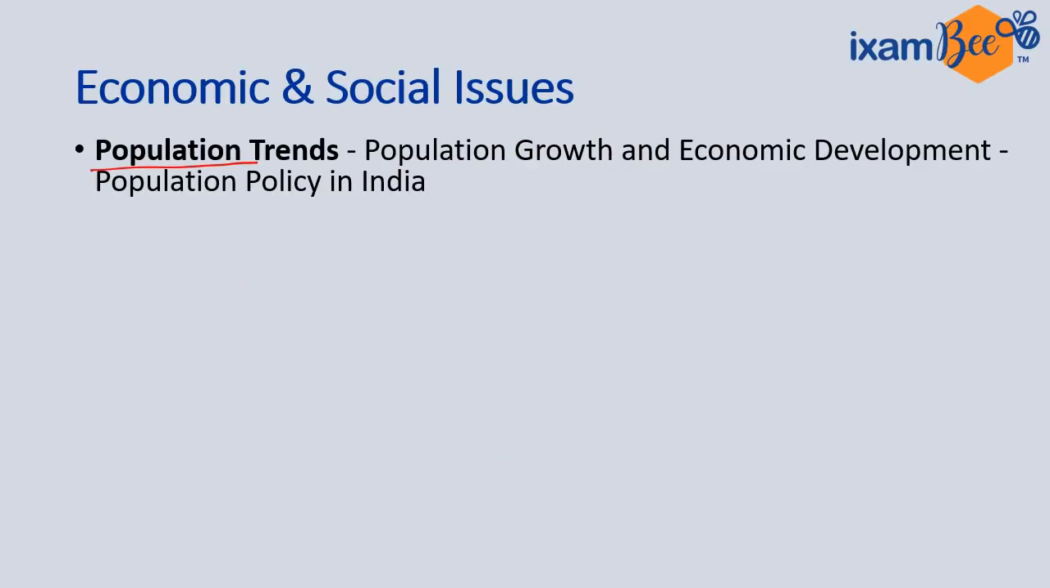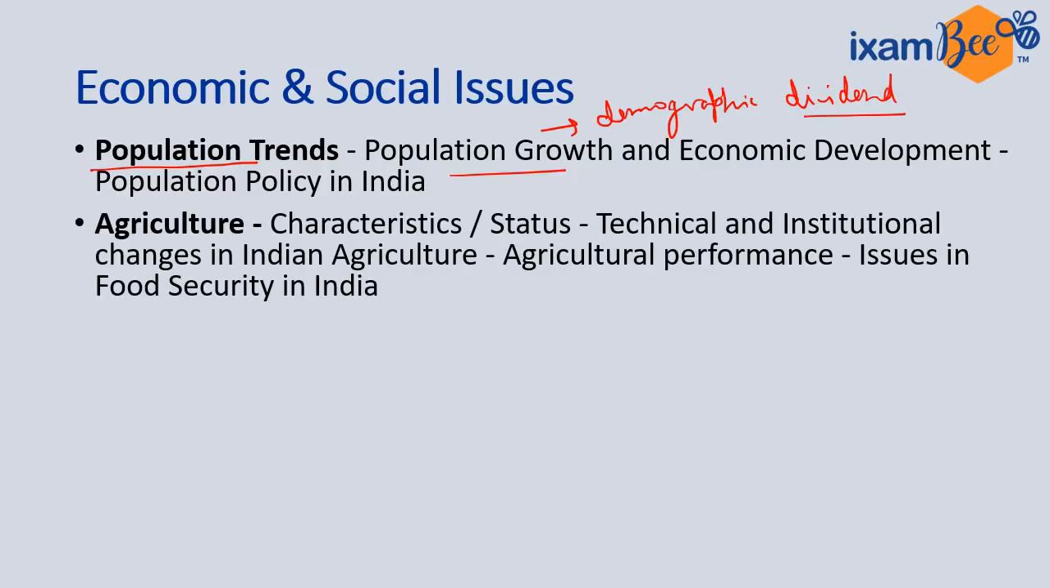Then population trend. India is known to have an advantage of demographic dividend. You need to understand what India has in terms of the population. India has a huge young population and how it is going to help in economic development. What is the population policy of India and where we stand in terms of achieving the policy objective. Then though agriculture is a separate topic, agriculture's contribution in the economy you need to understand here, in terms of the overall institutional changes and technical changes in agriculture, its performance and the issue of food security in India.